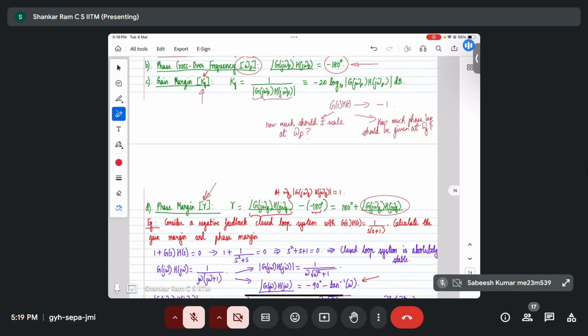So we want gain margin and phase margin to be as high as possible, of course positive numbers, so that we ensure that we are far away from the minus 1 point as far as the sinusoidal open loop transfer function is concerned. So that is the idea of having these metrics for relative stability. Once again, let me recap.